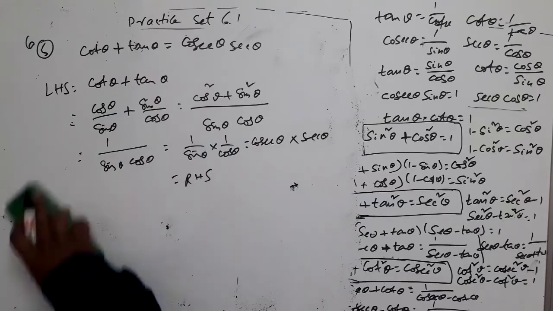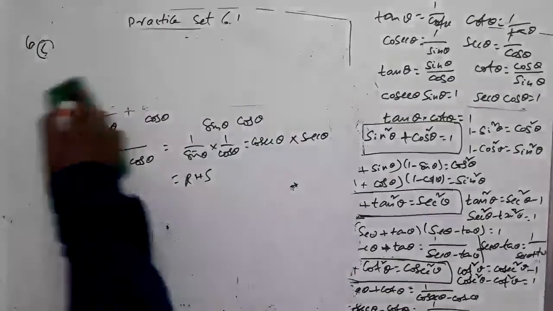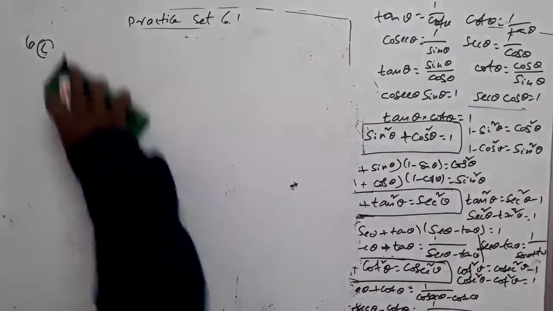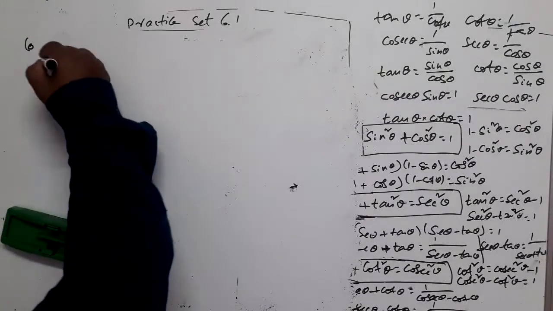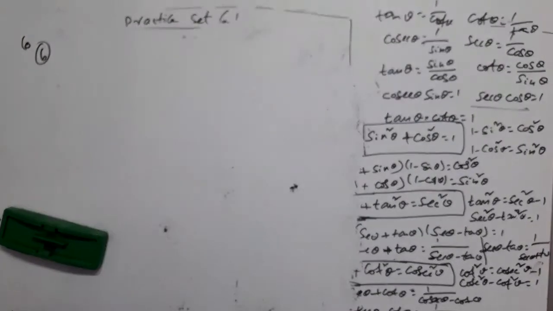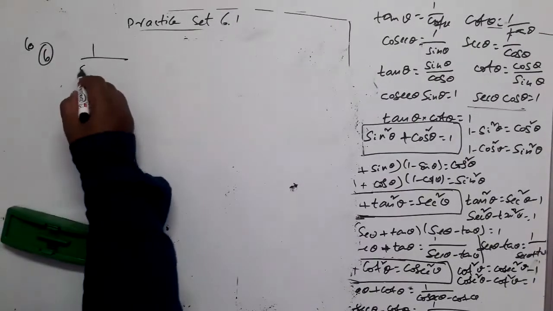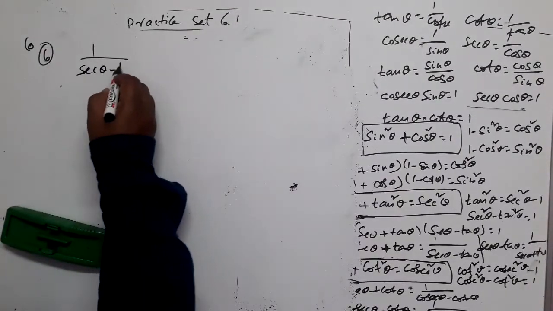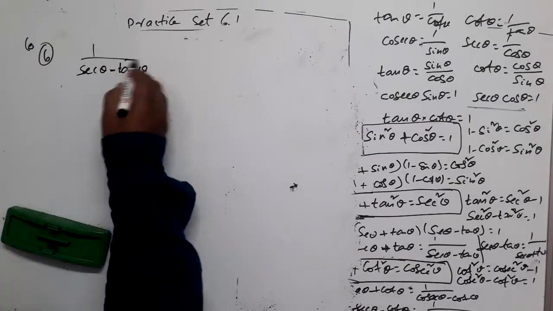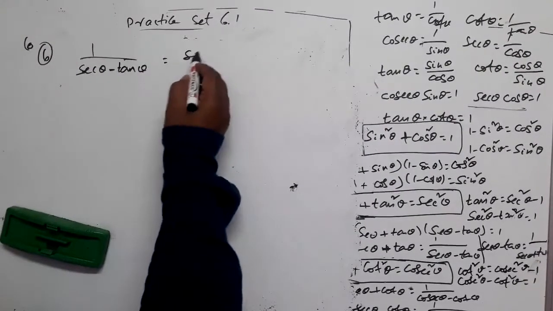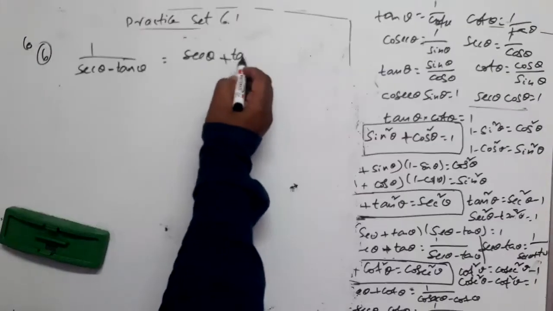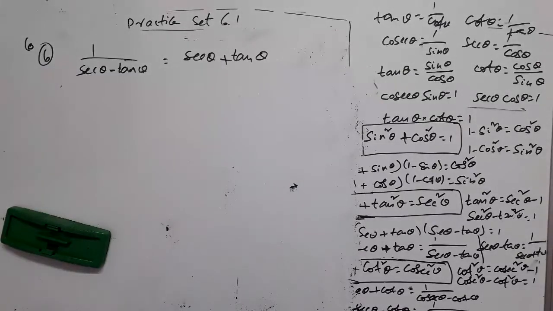Yes, next, let us go to the next question. Sixth bit. 6 of 6. Prove that 1 by secant theta minus tan theta is equal to secant theta plus tan theta. This is the question.